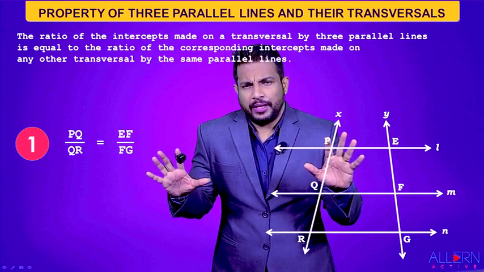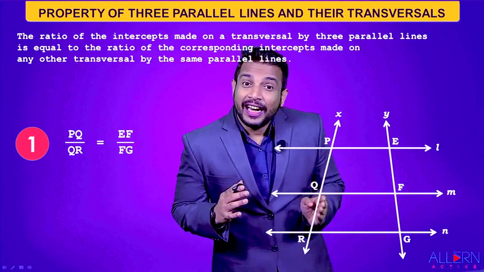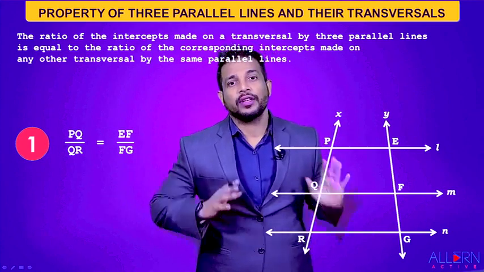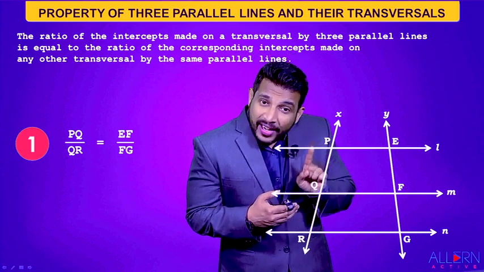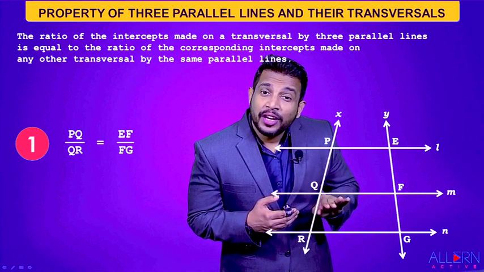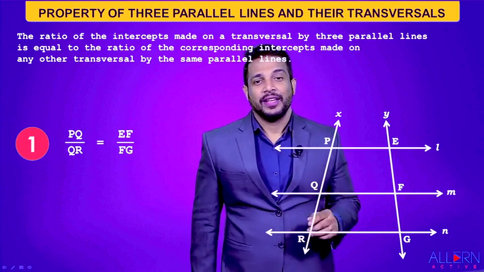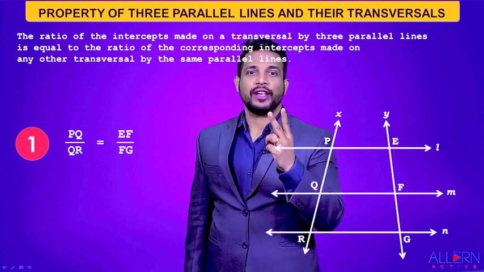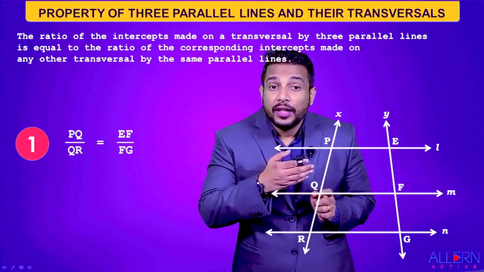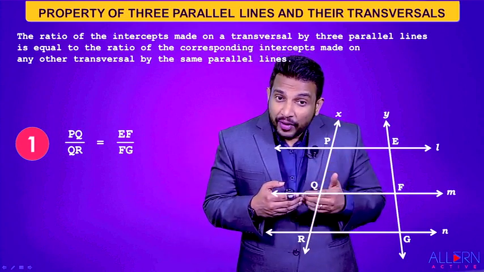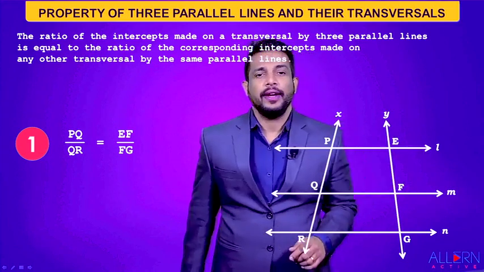So the property says a very simple thing. Whenever there are three parallel lines intersected by two transversals, then the ratio of the intercepts formed on one transversal is equal to the ratio of the corresponding intercepts formed on any other transversal. That means we should have three parallel lines and two transversals minimum. When we have that, we get the ratio of the intercepts to be equal. Only thing is, take the ratios properly. Whatever ratios we have taken here, we need to take its corresponding intercepts ratio there, right?